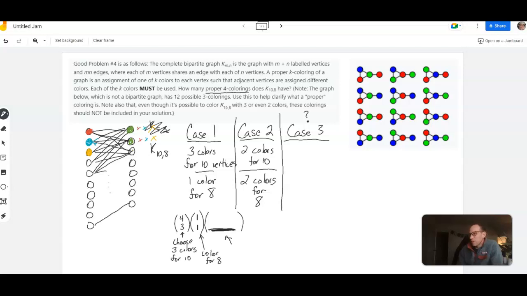Well, if you think about it, these are distinct vertices. You can number them if you want, 5 all the way down to 10. They're distinct vertices, and they're going to be put into these color buckets. So we have 10 distinguishable vertices into 3 distinguishable color buckets.